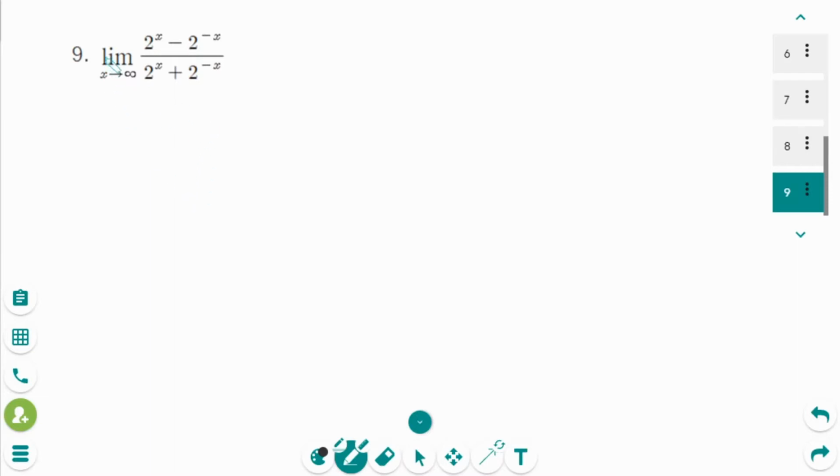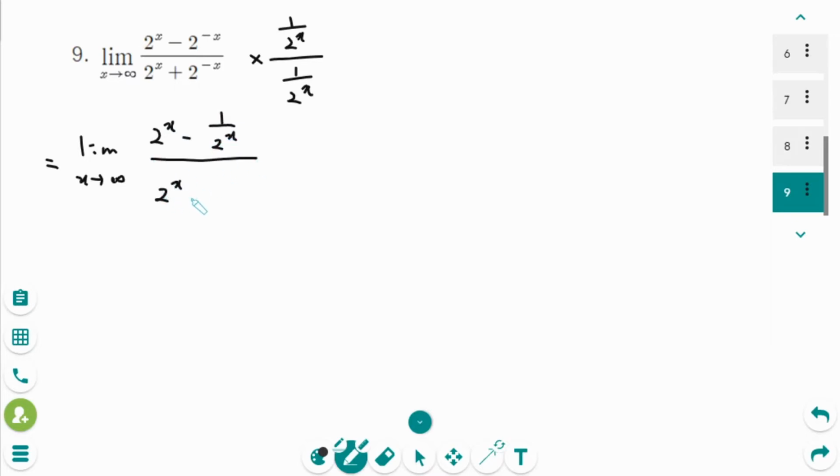The next question is this one. When you put infinity into x, this is infinity, this is 0. So this is infinity over infinity form. So we will take the largest term to divide, which is 2 to the power of x. So like this. I want to rewrite this form in positive form, like this, and then times.